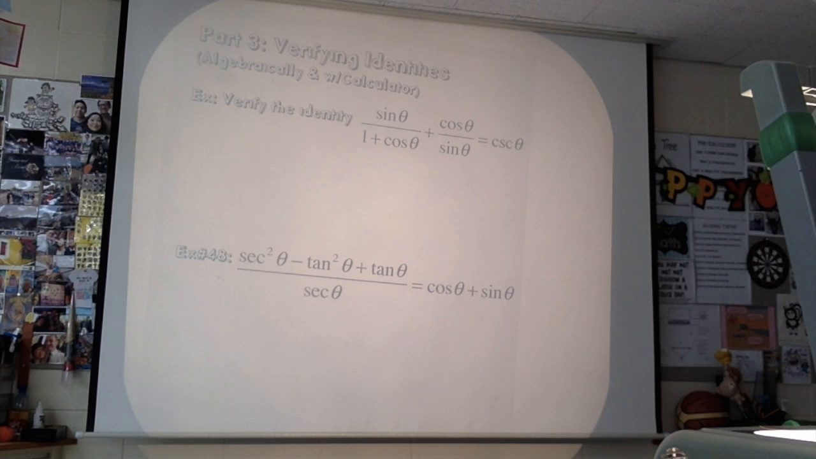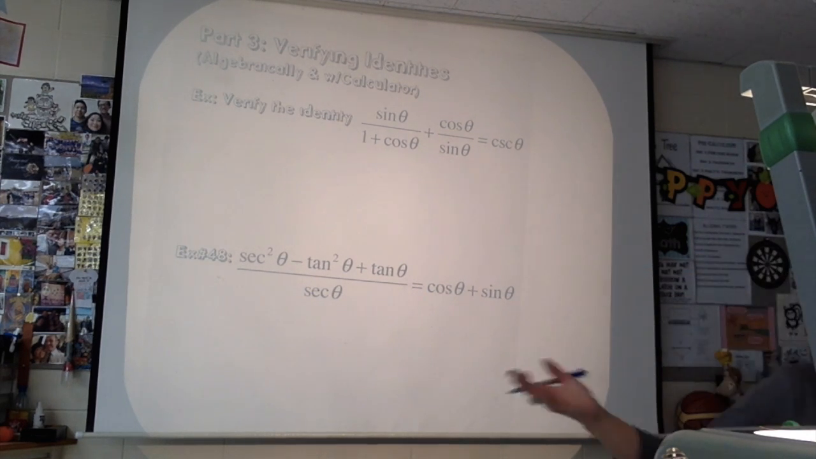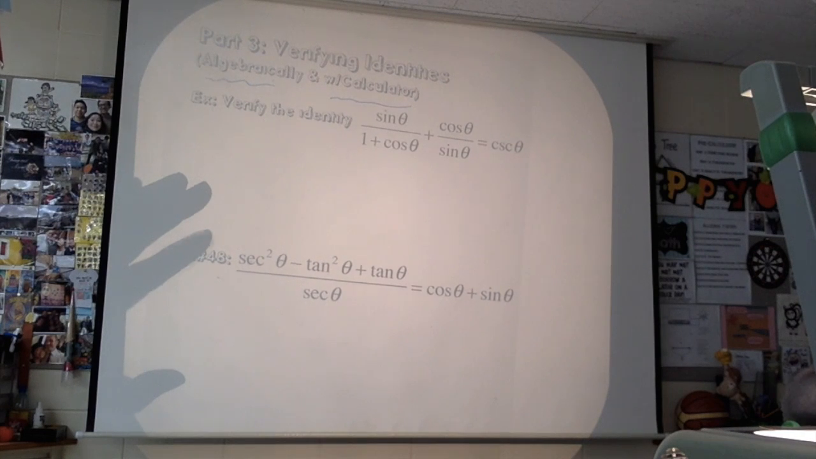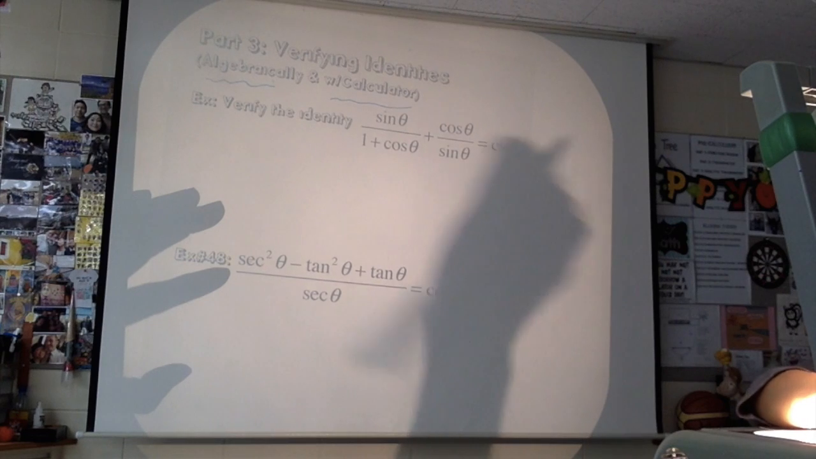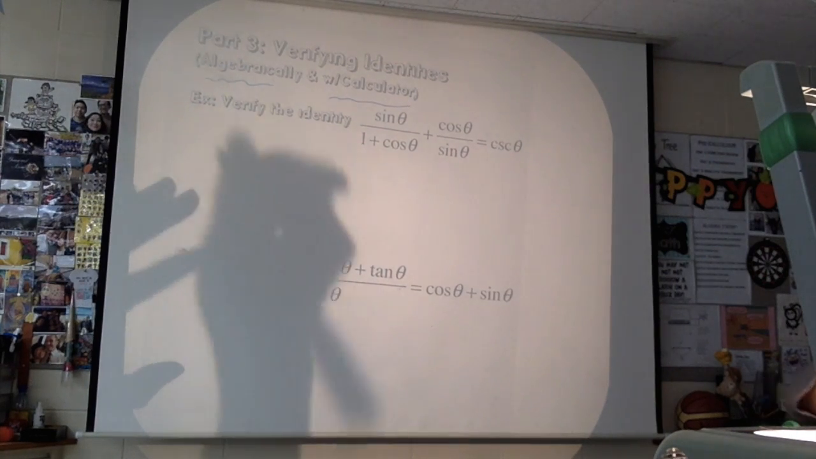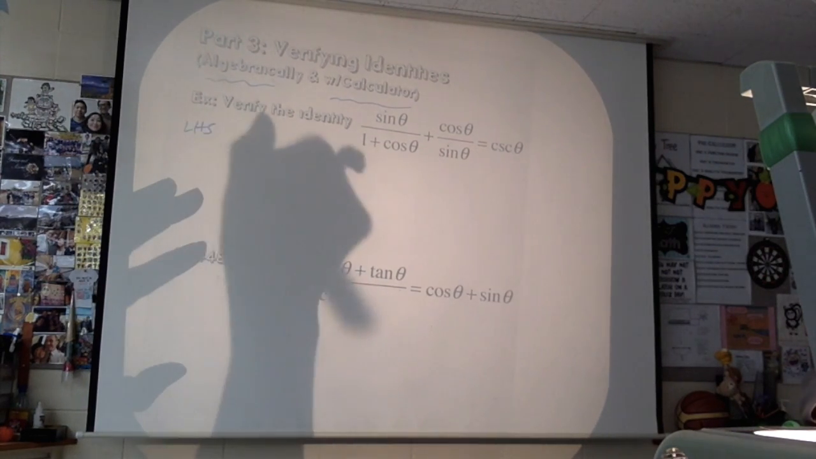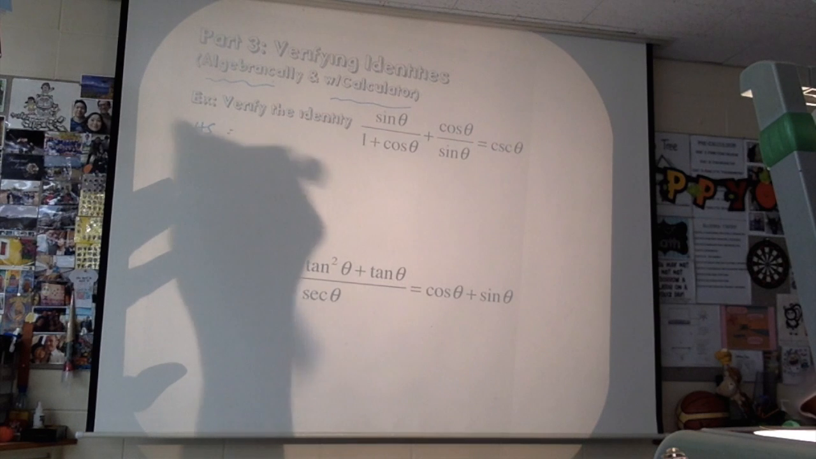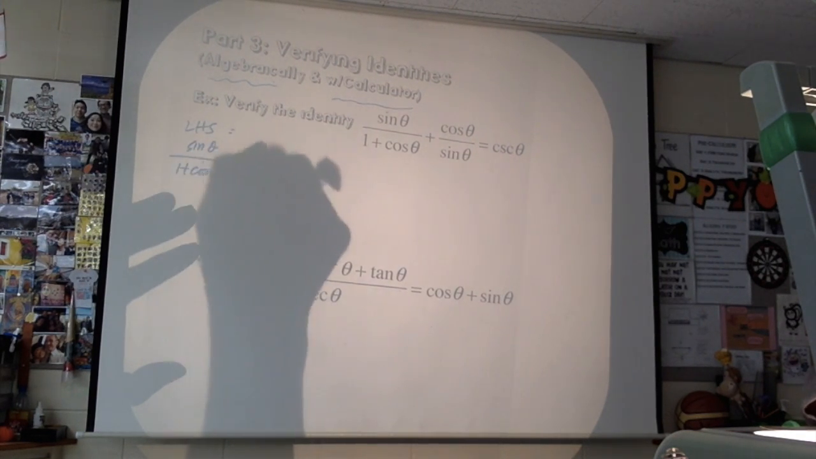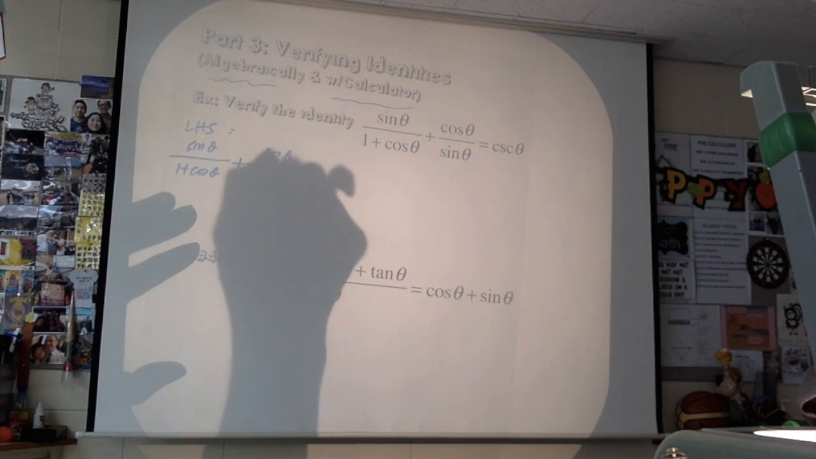Part 3, another one where we're verifying. Again, you already know this. We're going to show you how to do it algebraically and with the calculator in class. But for now, let's actually just do it this way. Again, you take the more complicated side usually and try to get it equaling the right side. So you always specify which side you're going to work with. LHS means left-hand side. So I'm going to use this guy. So I'm going to go sine theta over 1 plus cos theta plus cos theta over sine theta.